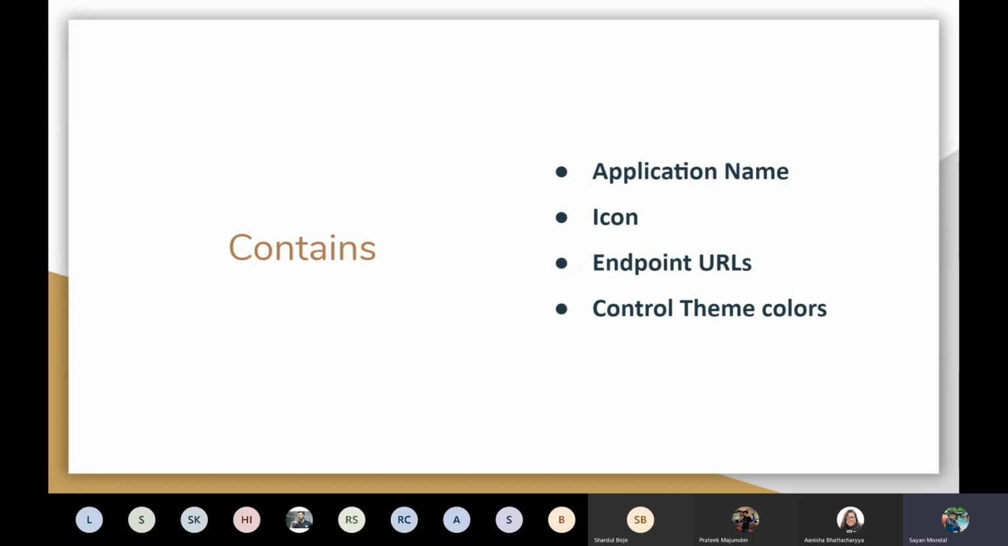Not the end URL, the start URL, and the scope of your application, and the control theme color. So basically, what should be the theme color of your application, what should be the background color, and all that. So maybe the name, like the short name of your application, the main name of your application, the different dimensions of the icons, like you have favicons, which can matter differently based on where you're installing it.